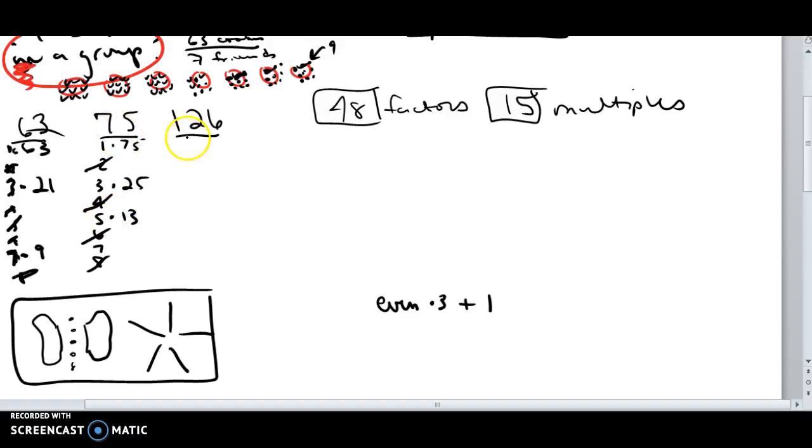All right, and then through 126, I would check through the square root. So 1, 2, 3, 4, 5, 6, 7, 8, 9, 10, 11. 12 is 144, 12 times 12, so checking through 11. 11 times 11 is 121, so that's good enough.